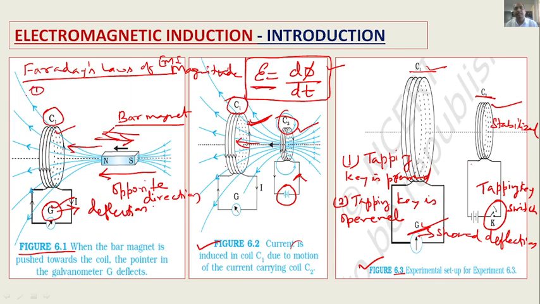So the first one is, whenever there is a change in magnetic flux associated with a closed loop, an induced EMF and hence induced current is set up in the circuit. The second law says that the magnitude of induced EMF can be obtained by using the mathematical expression E is equal to d phi by dt.